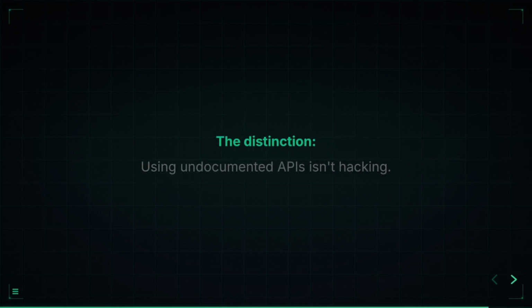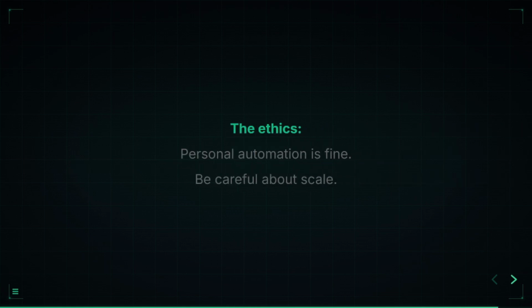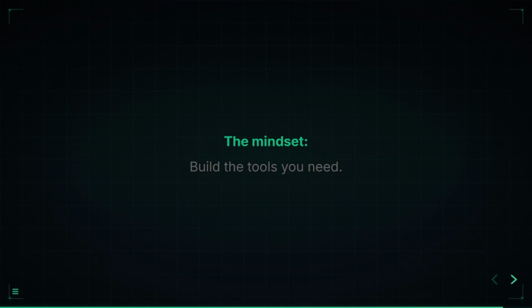So, here's a quick recap. The distinction we're making here is that using undocumented APIs is not considered hacking. The process to do so is to use your DevTools, document in the network tab the various endpoints that are being used, then test every endpoint out, and then build your integration. And the ethics around this are that if you're doing this for personal automation, it's generally fine. Just be careful about any sort of scale that you apply to this. But ultimately, the mindset is to build the tools that you need.